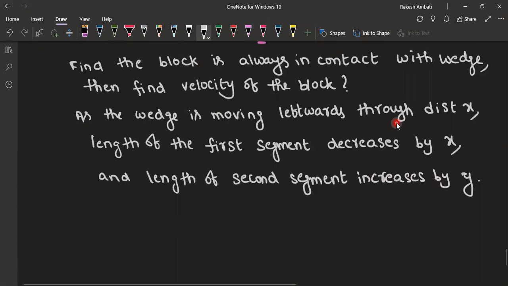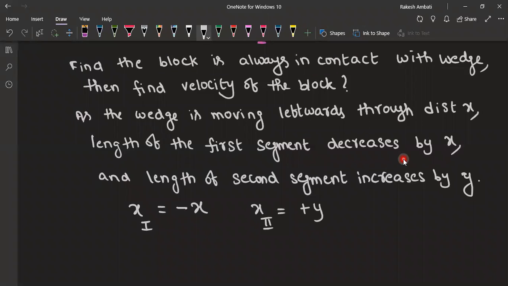So here I'm taking the length of the first segment decreases by x. That means minus x I'm writing. So this minus indicates decreased by x. Now, what is the length of this second segment? It is plus y, because the second segment length is increasing by y. So the first segment length decreased by x, so minus x. The second segment length increased by y.